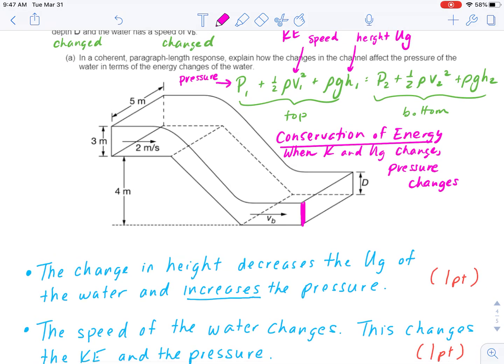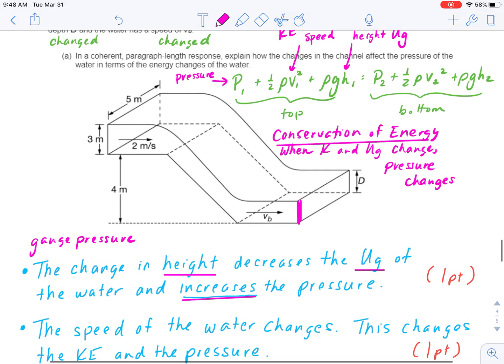So one thing that we do know is that the change in height decreases the gravitational potential energy, and that's going to increase the pressure of the water. So this is kind of like gauge pressure. And you'll recall gauge pressure is just the fact that if you have any vessel of water, then the deeper you go in the water, rho g h, the more pressure there is. And if you've ever swum to the bottom of a pool, your ears know what I'm talking about.